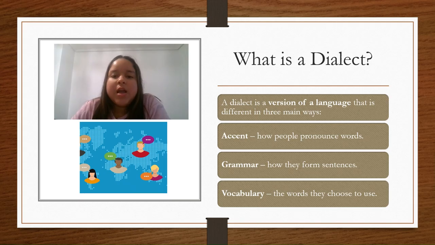For example, someone from the United States and someone from the United Kingdom both speak English, but they may sound different and use different words or grammar. So a dialect includes accent, vocabulary, and grammar. It's like a version of a language that belongs to a specific region or group.